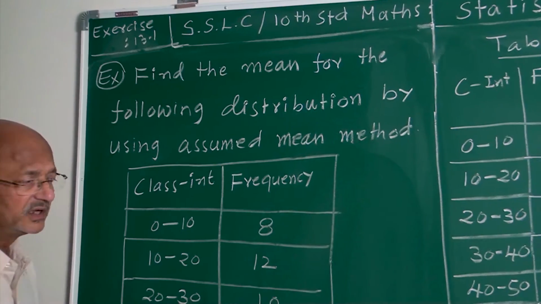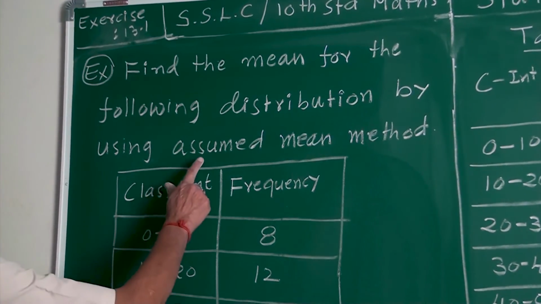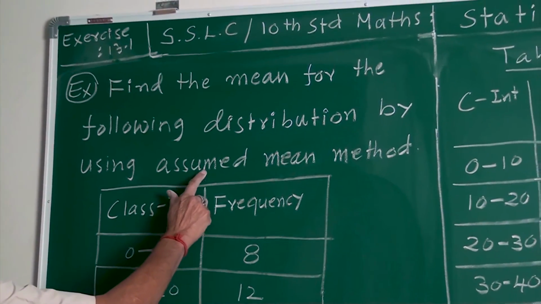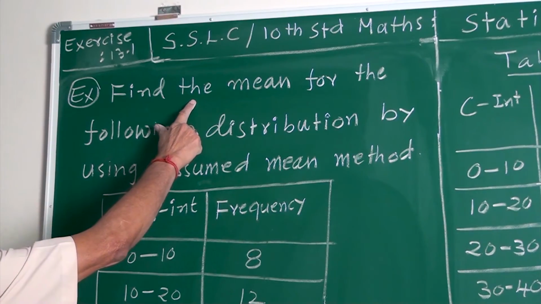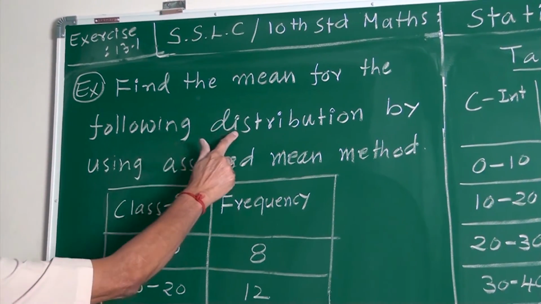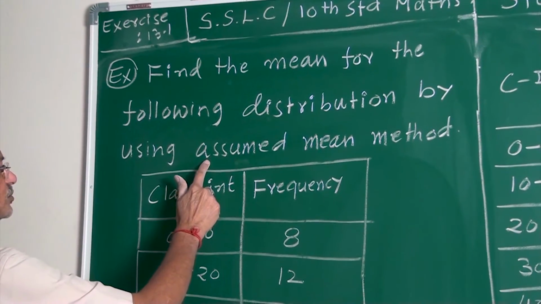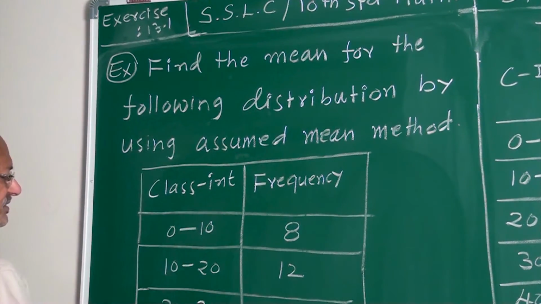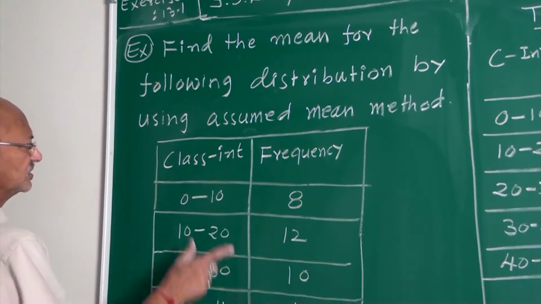Friends, this is the example based on assumed mean method or shortcut method. What is the example? Find the mean for the following distribution using assumed mean method. This is the frequency distribution.